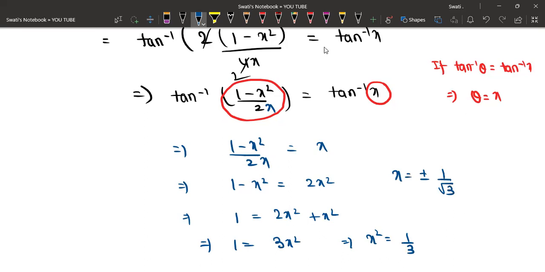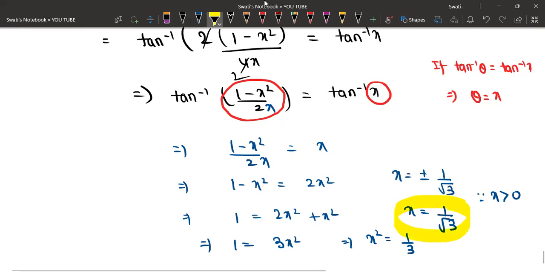But here minus 1 upon root 3 is not valid because we just have one condition, that is x is strictly greater than 0. So it can't be negative. So therefore the answer is x equals 1 upon root 3. This is what we wanted to find in the last question. We need to solve the following equation for x. And we are done with the video.